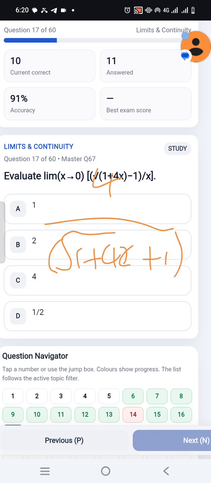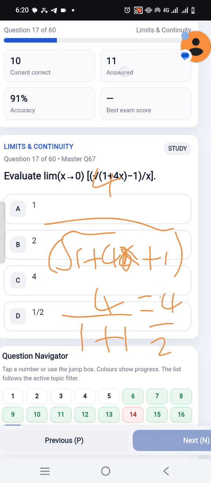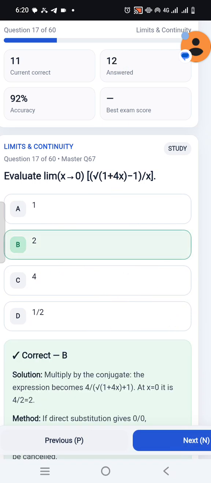So when your x is equal to 0, this will turn to 0, 4 times 0, so that is 0. So square root of 1 plus 0, so 1 plus 0 is actually 1. So square root of 1 is going to give me 1. 1 plus 1, then 4 all over 1 plus 1. So that will be 4 all over 2. So 4 all over 2 is actually equal to 2. So that is the answer.